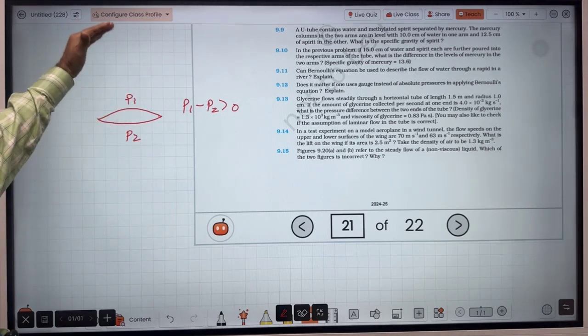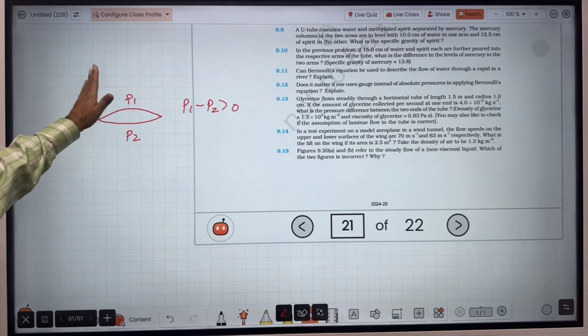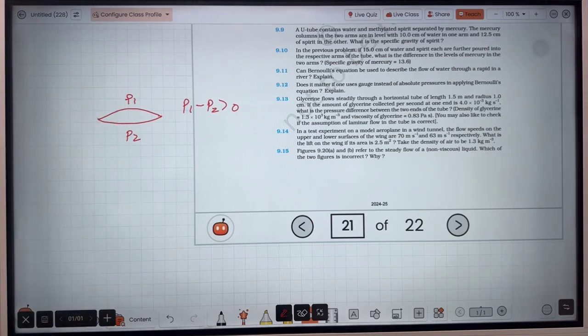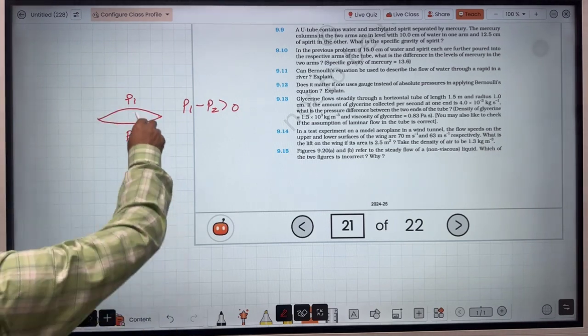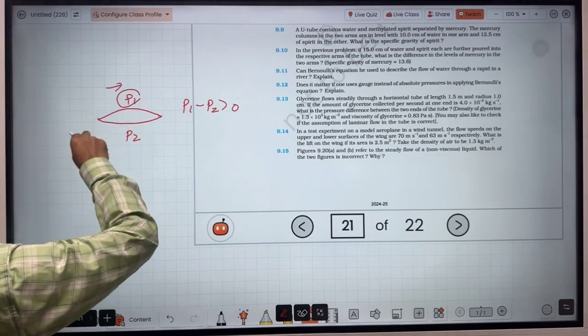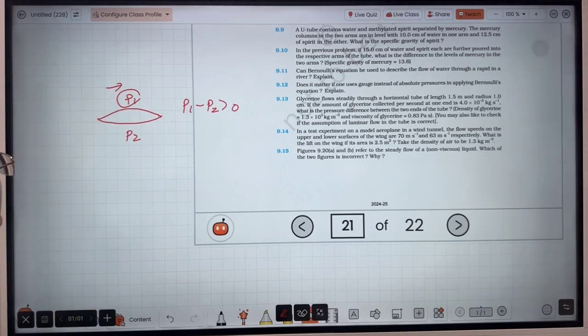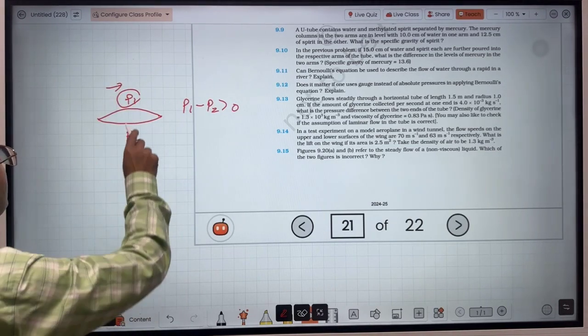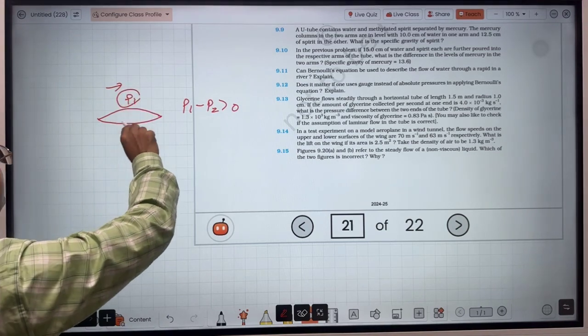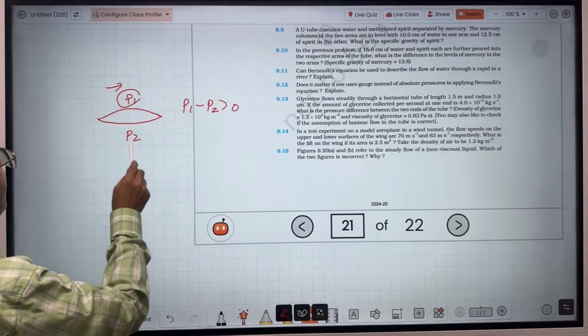If pressure is less here, then there will be an upward lift, right? So here our concern is upward lift. It means the speed here should be more. If speed is more, then because of the concept of Bernoulli's theorem, what will happen?